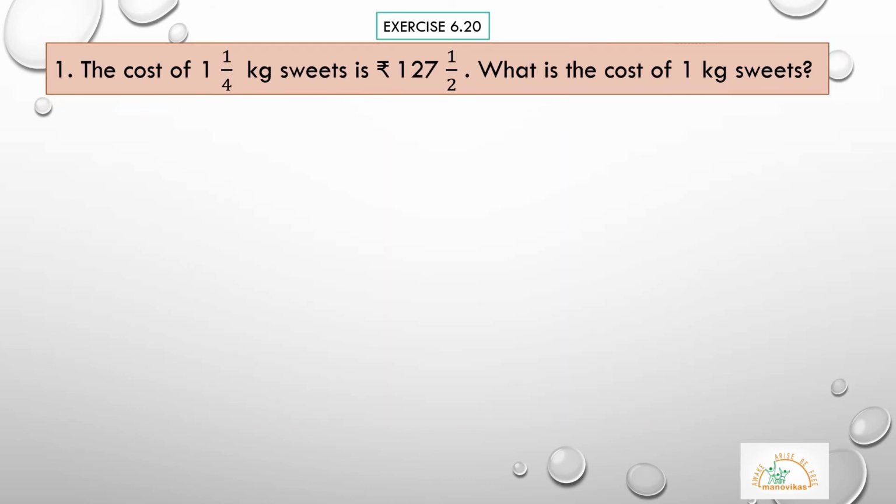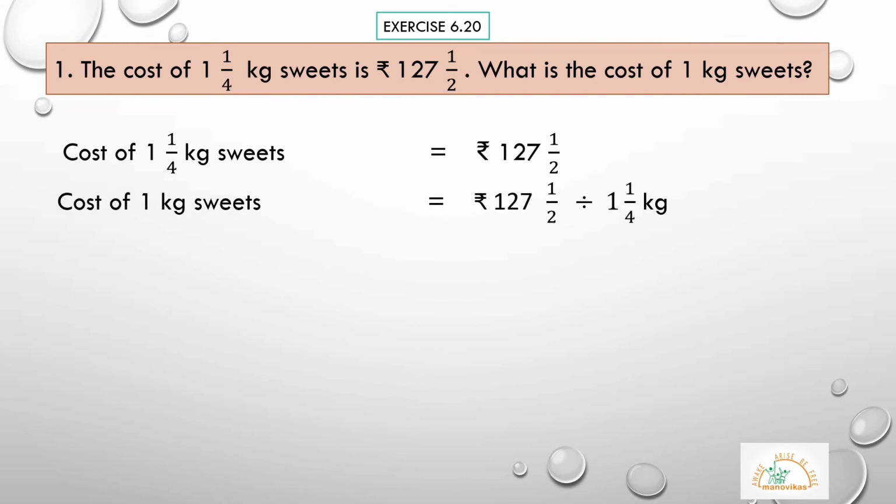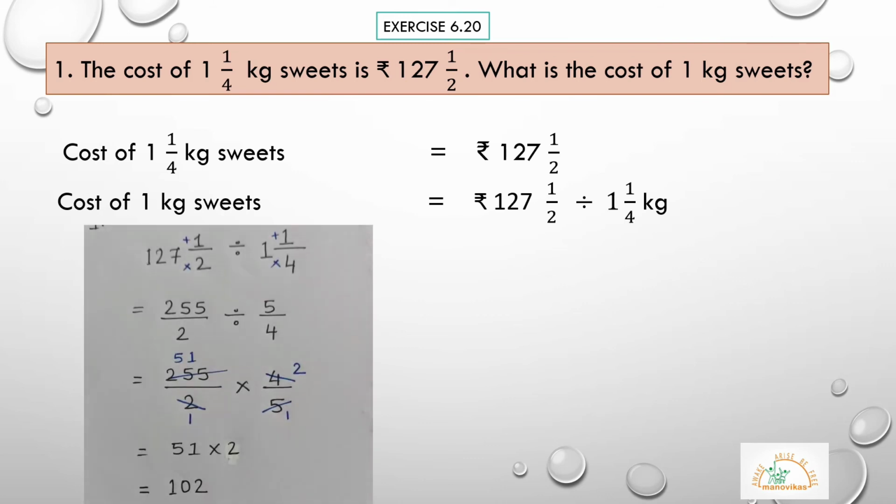So here is the solution. Cost of 1/4 kilo sweet is equal to rupees 127.5. We have to find the cost of 1 kilo sweet, which is equal to rupees 127.5 divided by 1/4 kilo. So here first we have to convert it into an improper fraction. After converting I get 255 upon 2 divided by 5 upon 4.